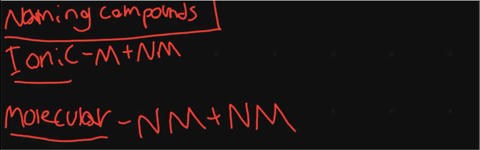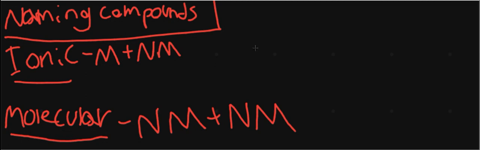Today we're going to talk about naming compounds. Now, naming compounds will normally be found in an Introduction to Chemistry course. To begin, let's talk about ionic and molecular compounds. Ionic compounds are when a metal joins with a non-metal, and a molecular compound is when a non-metal joins another non-metal.